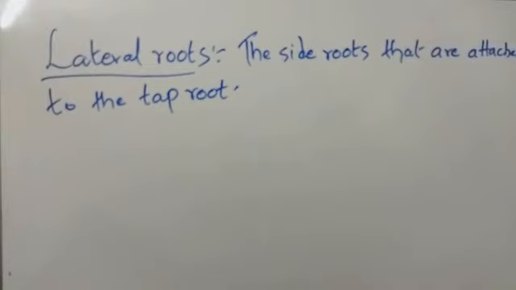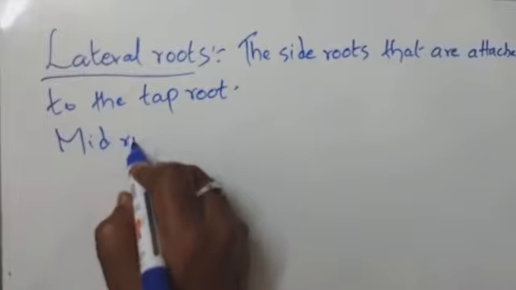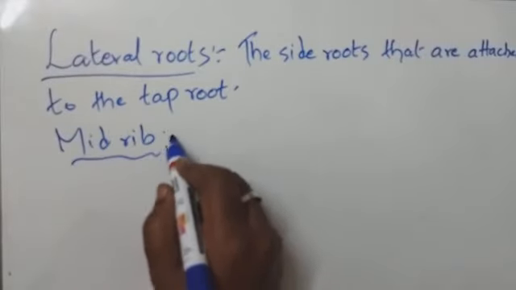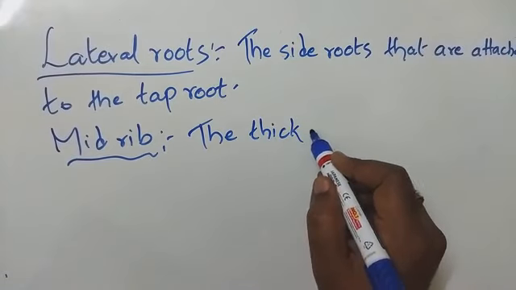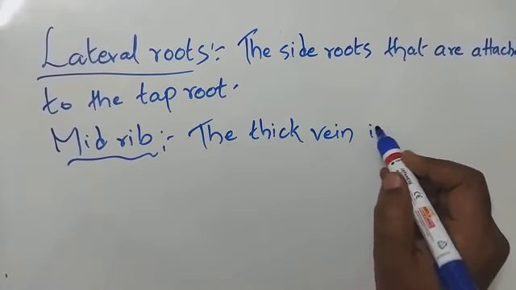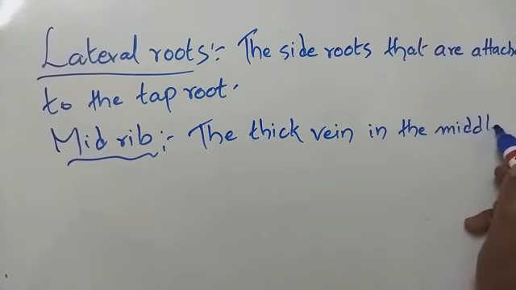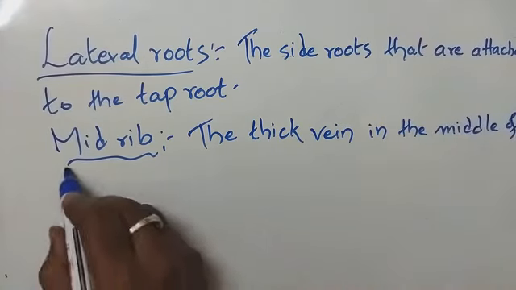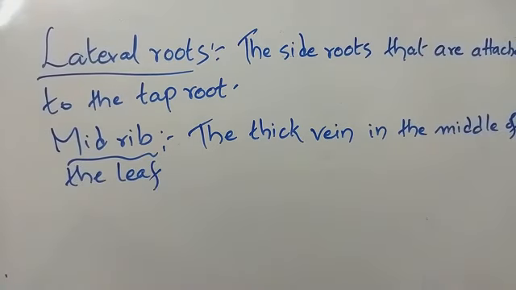Next, midrib, a thick vein in the middle of the leaf. The thick vein in the middle of the leaf is known as midrib.